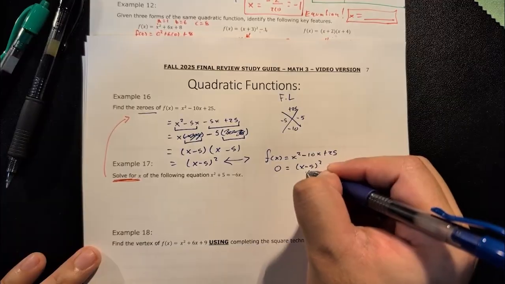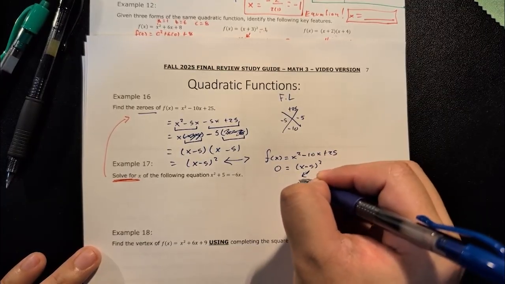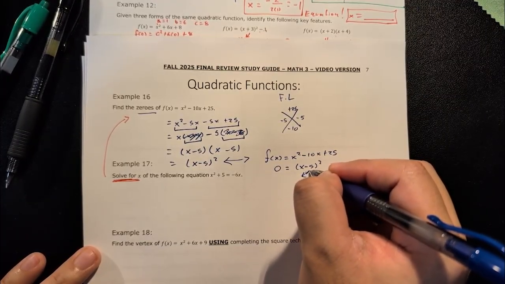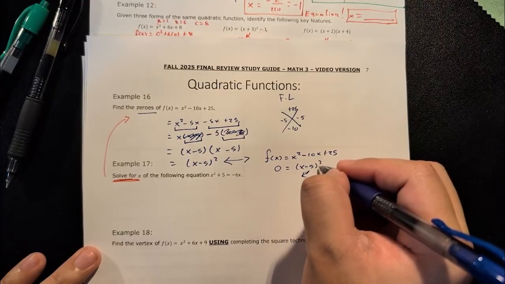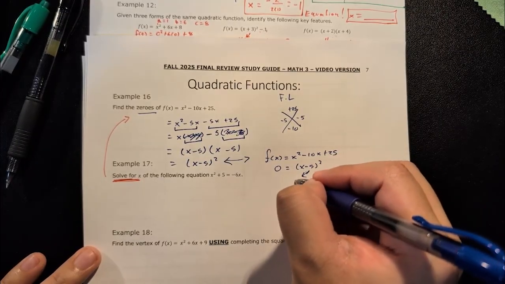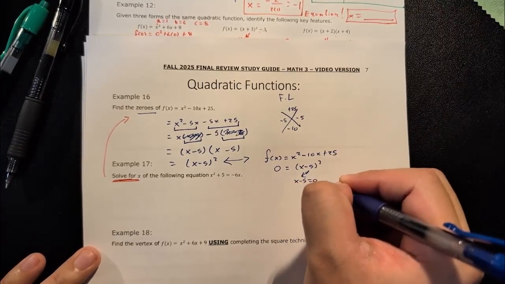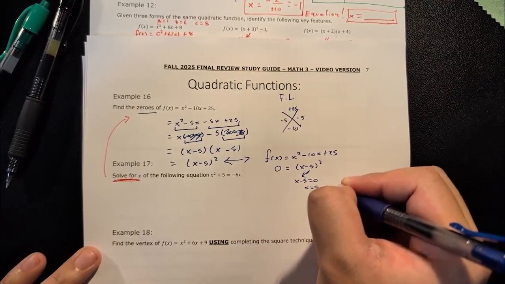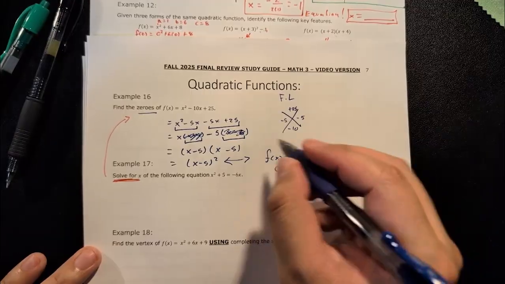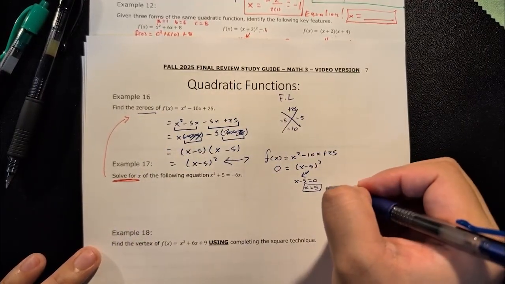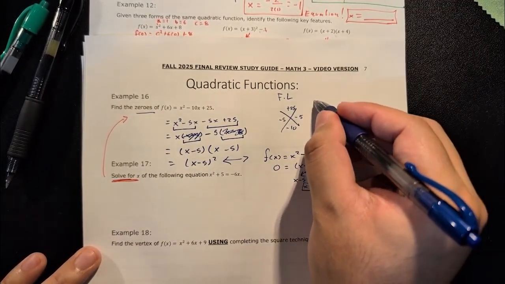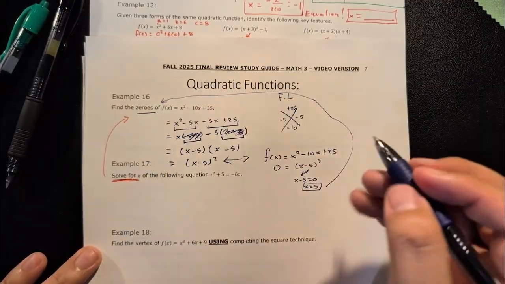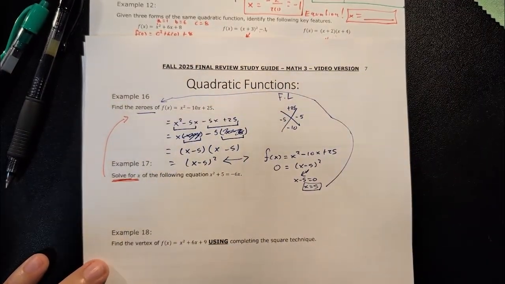Here, I just set the inside equal to 0. So x minus 5 equals 0, and we get x equals 5 as the only zero for number 16. Okay, so number 16, the zero is just 5.